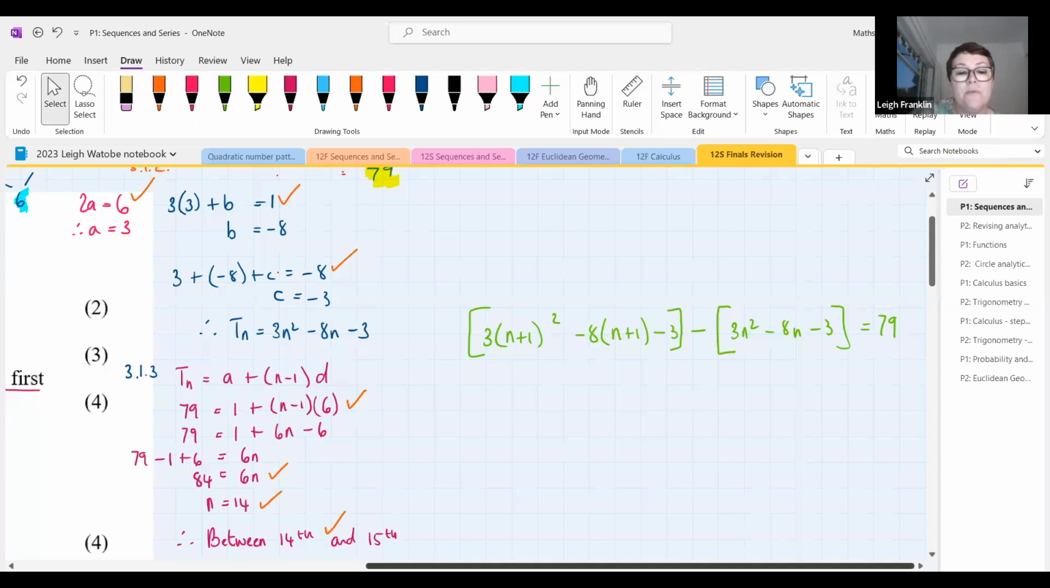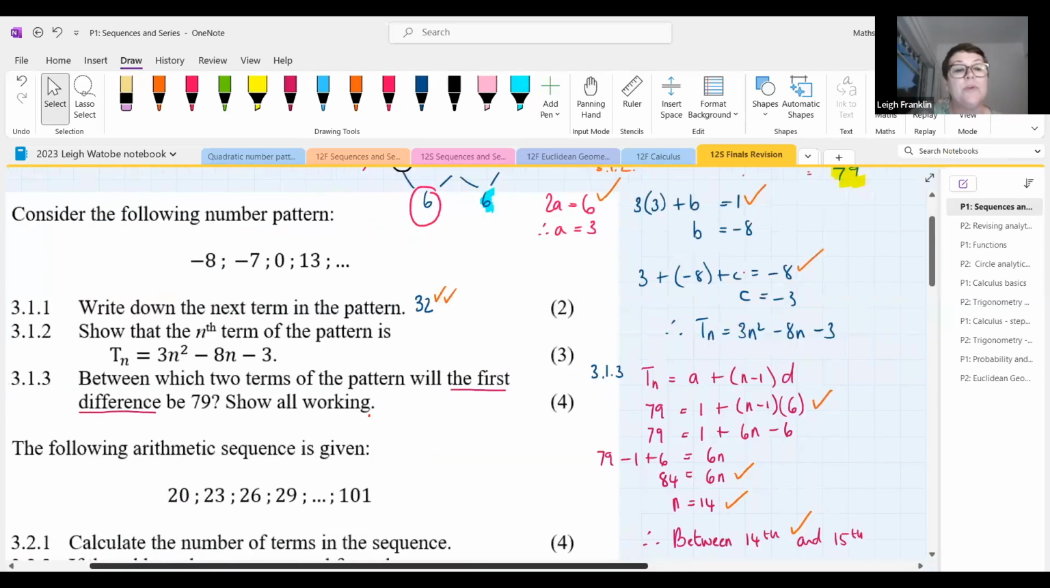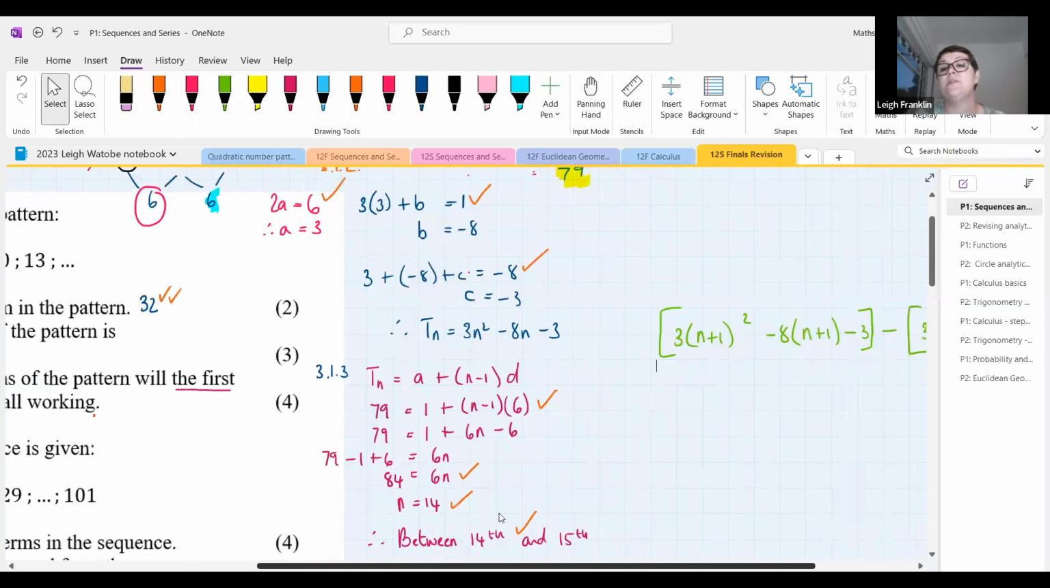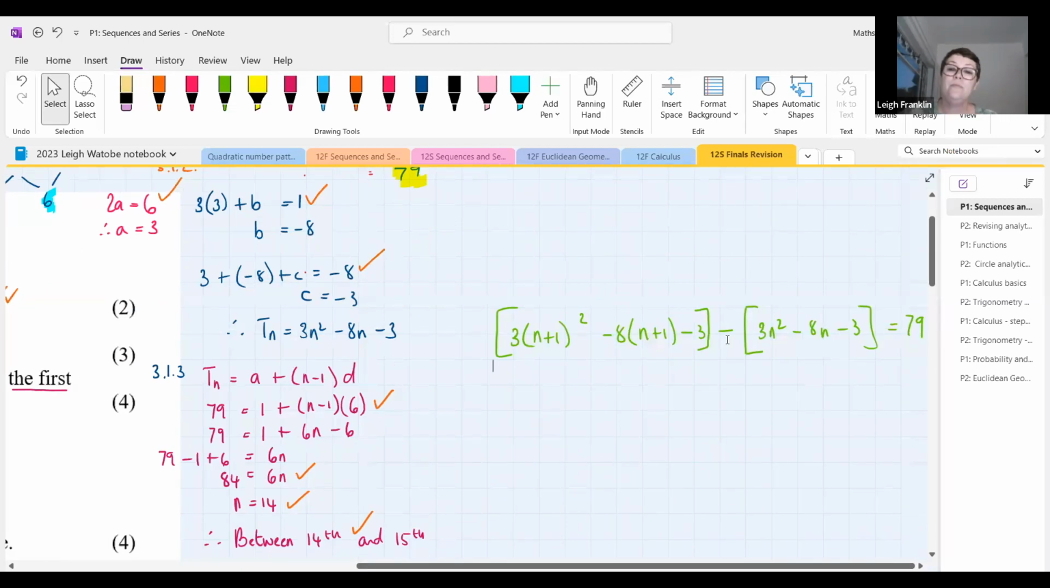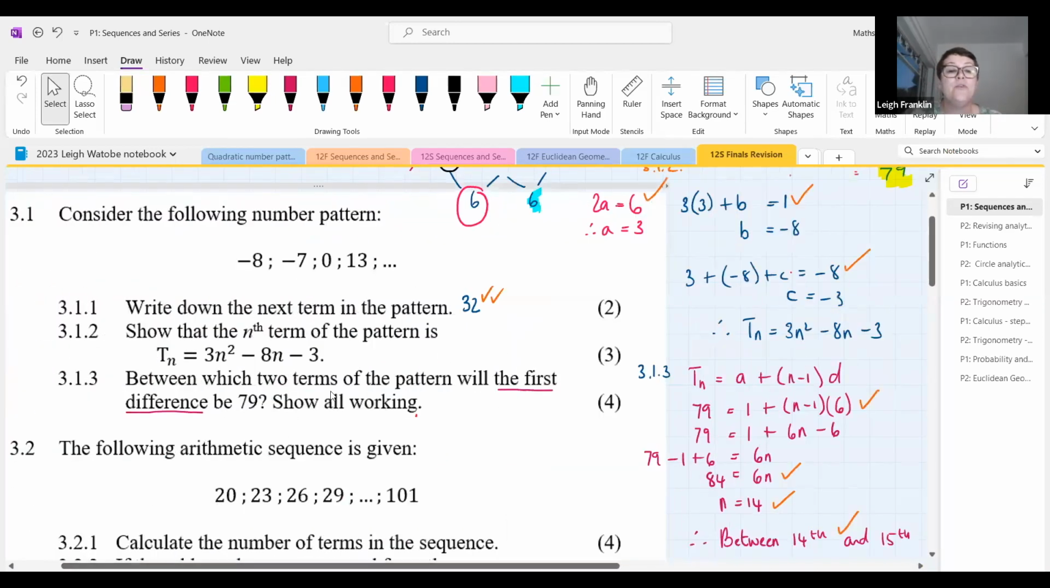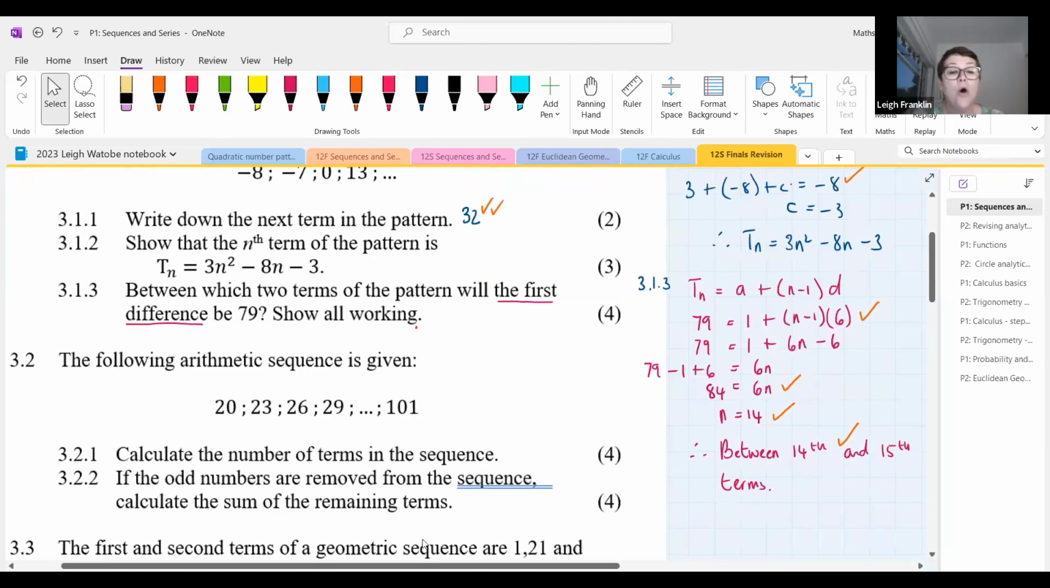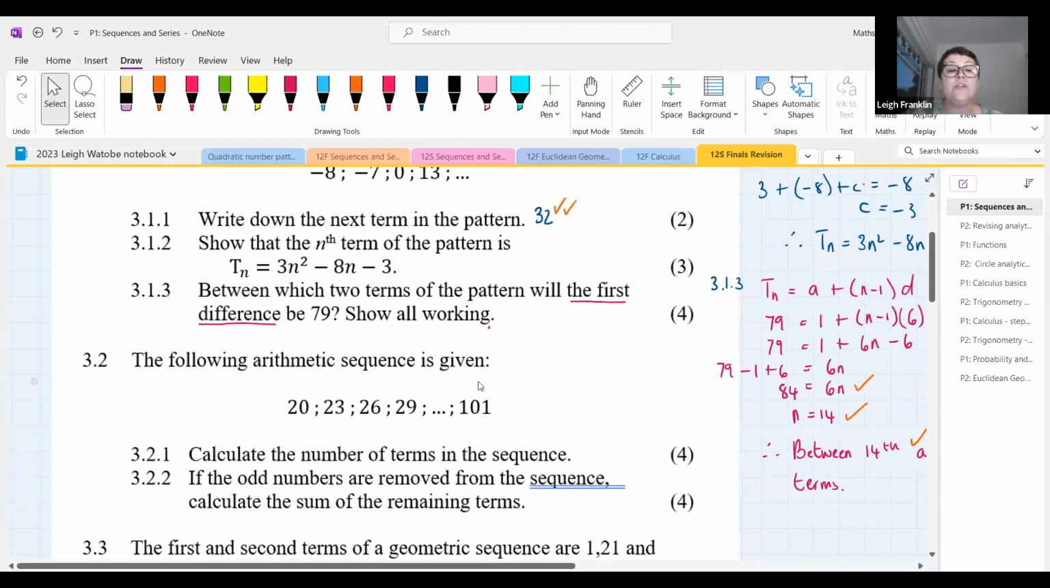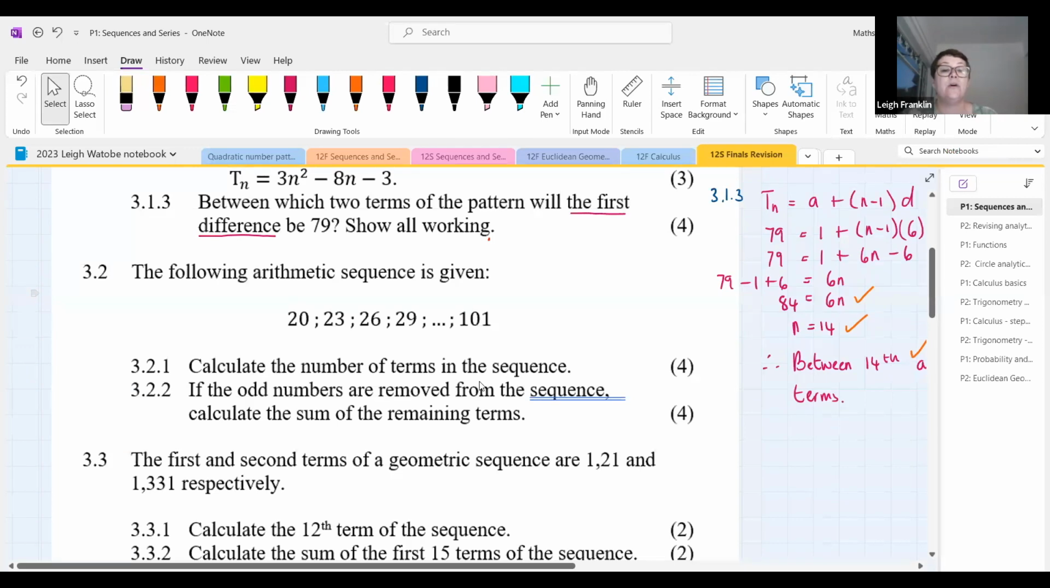Because they were specifically saying here between which two terms of the pattern will the first difference be 79. So yeah, you could do it that way as well if you wanted to, how I've done it in green. Obviously, that's a bit more of a pain algebraically than this one. It's just easier to work with your arithmetic term. Okay, but you could do it that way if you wanted, Mary Lynn. Okay, all right, I'm going to continue. If anybody's got any questions, you're welcome to unmute and ask as well.